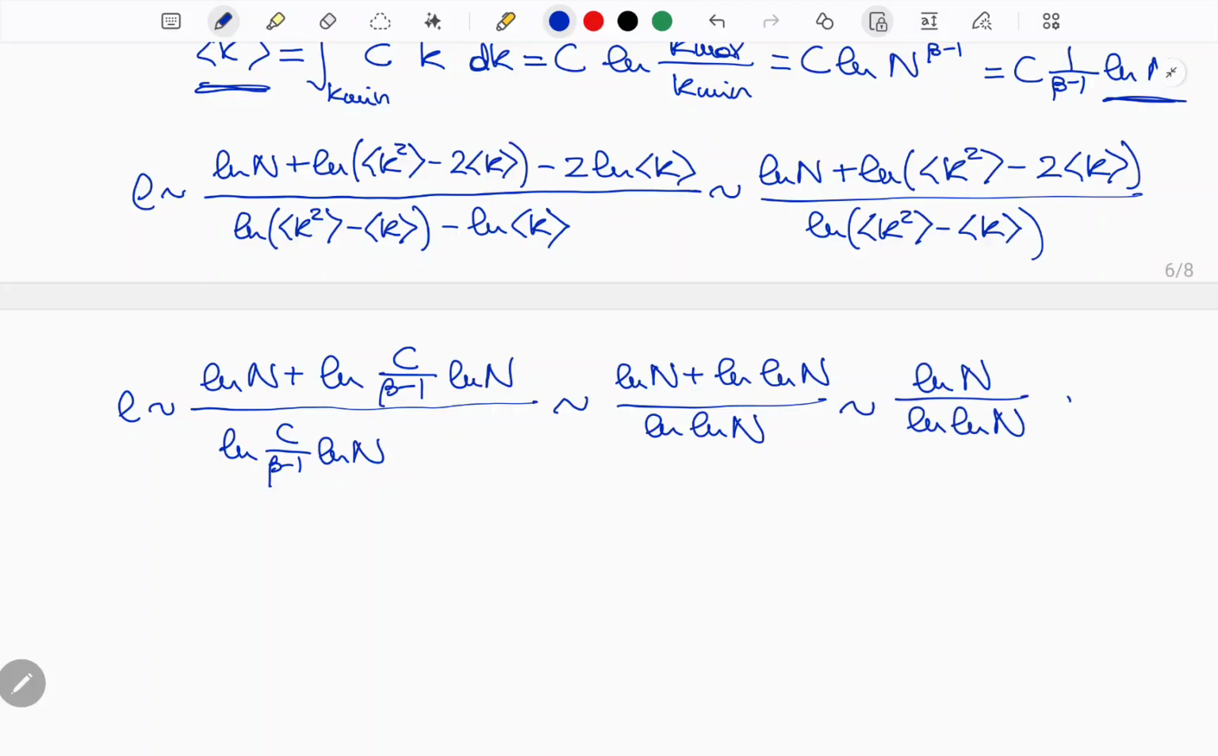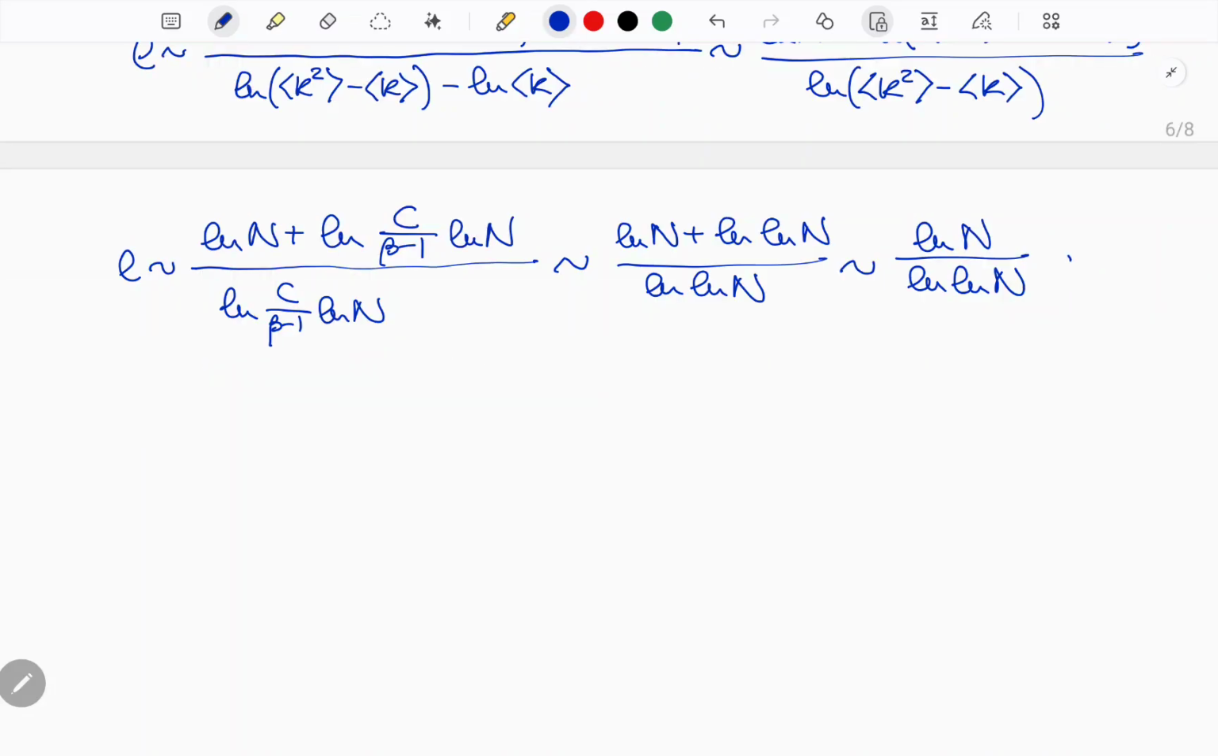This is the behavior of this characteristic path length when beta is equal to 3. That's the point. And finally, let's see what happens when beta is between 2 and 3.